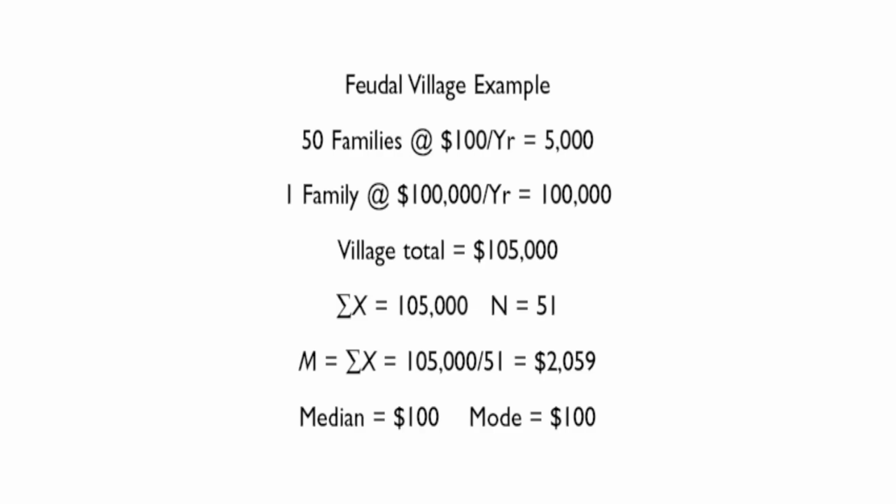$2,059 per year, which is not very representative of the amount of money people actually earn in that village, right? The majority only earn $100 per year. So when we look at the median, which is 100, and the mode, which is also 100, it tells us more about what's going on in that village.